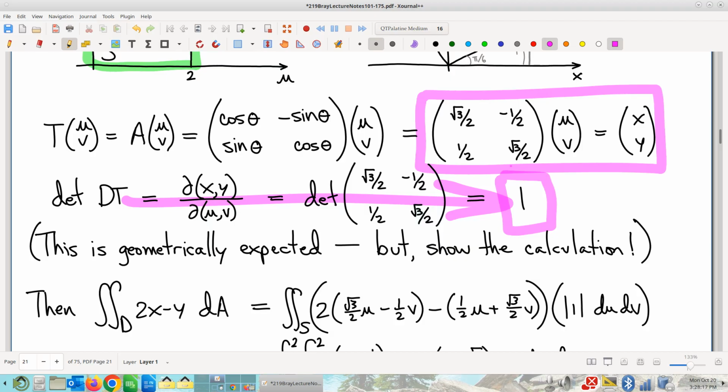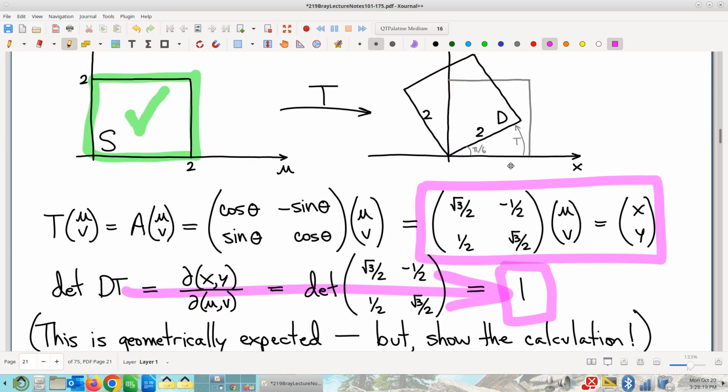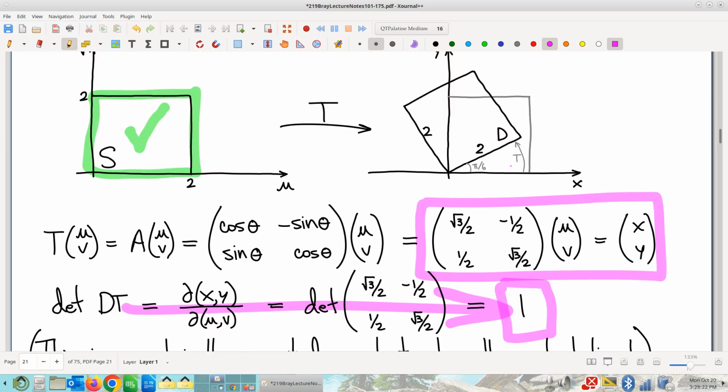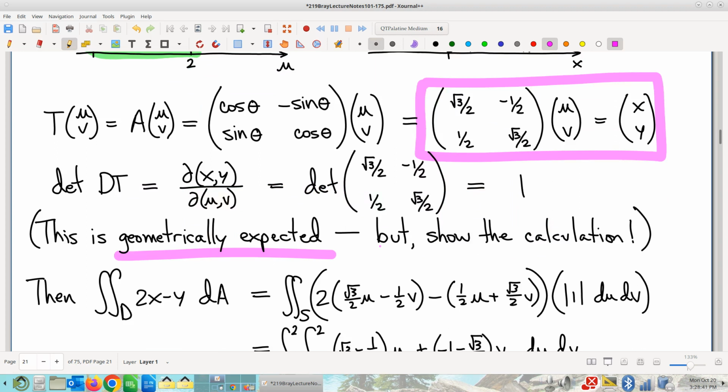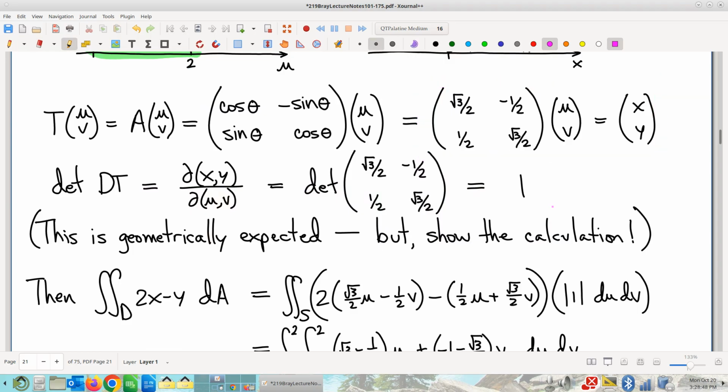By the way, real quick, of course it is. Let's think about what we're actually doing here. We are, in fact, just rotating, and when you rotate things, they don't change in size. So plausible, right? Everybody believe it? Seems reasonable. That said, even though it's what I'm going to call geometrically expected, you do have to show the calculation. But anyway, let's proceed.